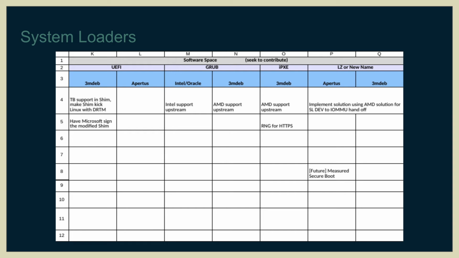Another system loader that 3MDev has been supporting recently is the iPXE system loader. They have an upstream AMD support patch set submitted to add the preamble to that. And so then again, we'd be able to DRTM launch from iPXE. And then the last area that we want to cover is TrenchBoot's landing zone.